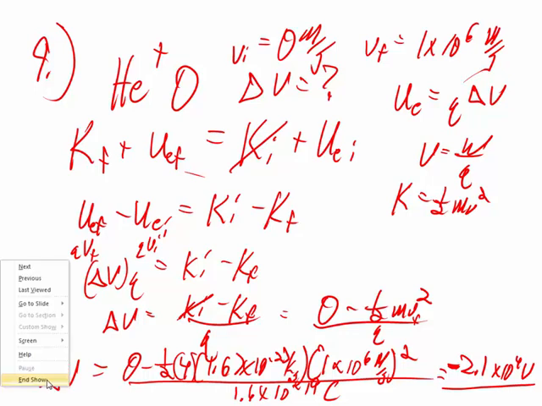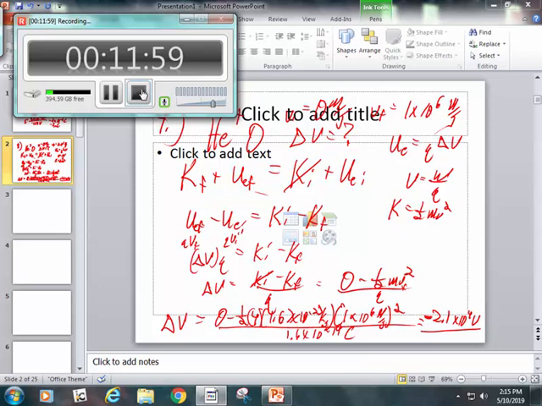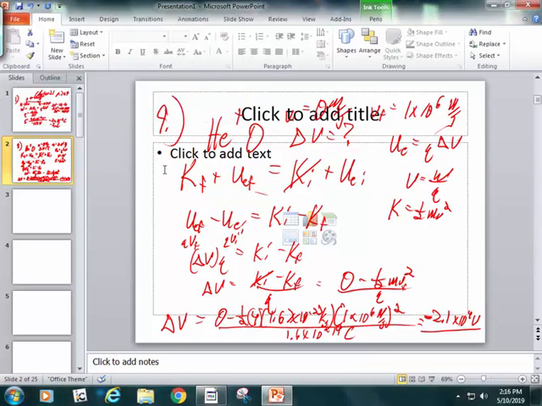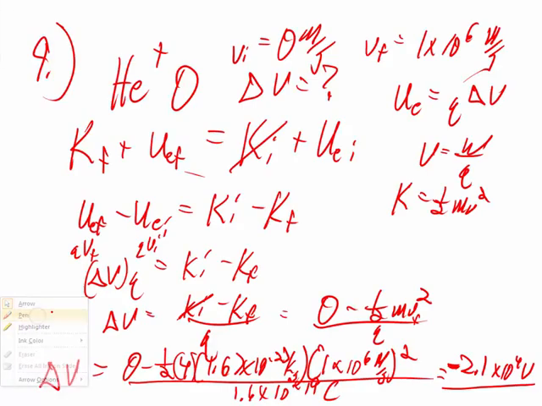Let me pause a minute. Okay, so I was hitting the wrong button or something. All right, so we do get 2.08. Oh, I always forget to do that. So we do get a negative. Where's the negative come in? Right there. Negative 2.08 times 10 to the 4th volts, or 2.1.